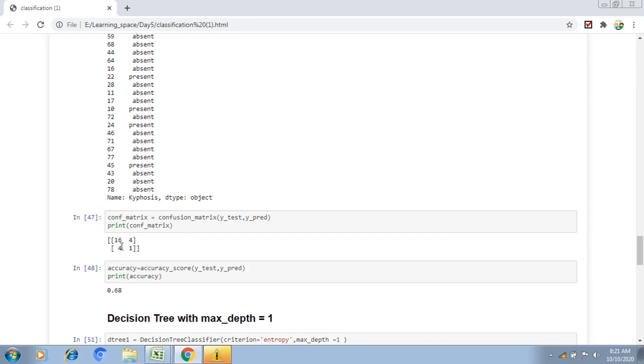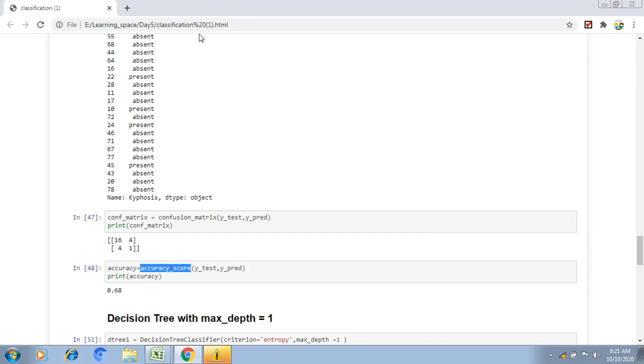These two are wrong. These 4 and 8 are wrong, and these 17 are correct. These two metrics are correct: 16 and 1 is 17 correct and 8 are wrong. If I calculate the accuracy score for this data, in a similar way I need to pass y test and y prediction to the accuracy score.